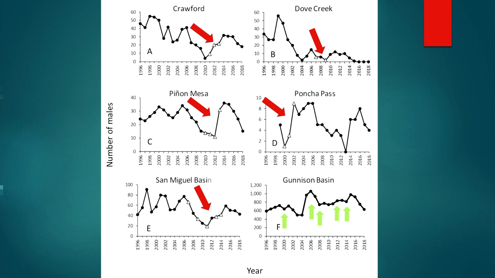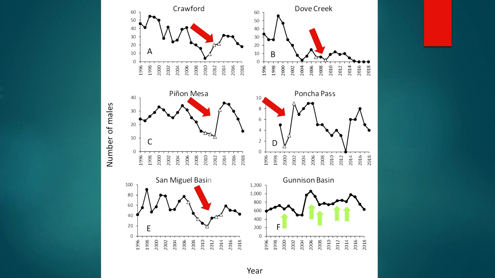Here's just a general look at when we introduced birds, when we translocated birds to each population. These are the graphs that Kathy showed you, the 3-year running average of the number of males in the year. The red arrow shows you where we actually put birds into the population. The open diamonds are the years that birds were added, and the dark circles are years when no birds were added. And then the bottom right is the Gunnison Basin, and the green arrows show when birds were taken from the Gunnison Basin.